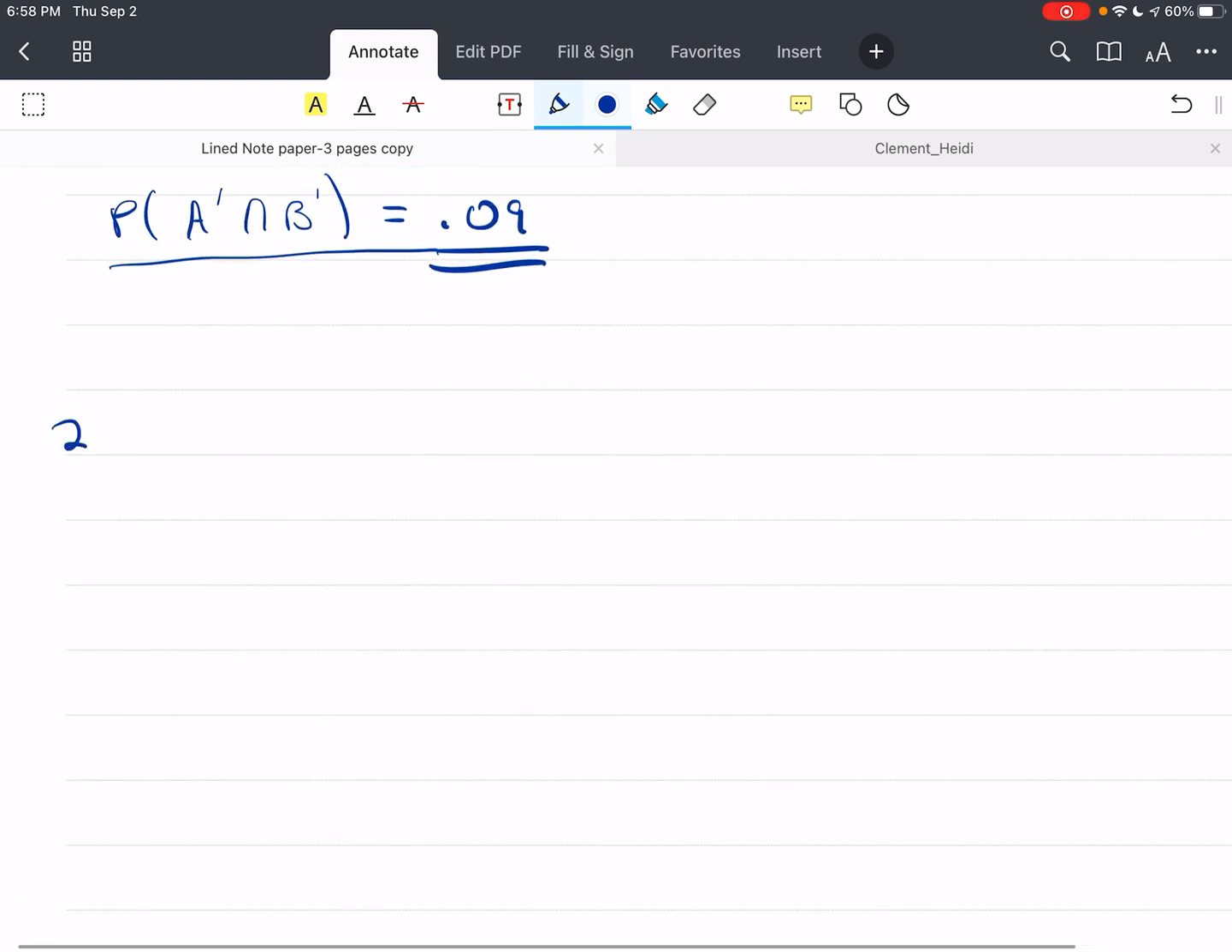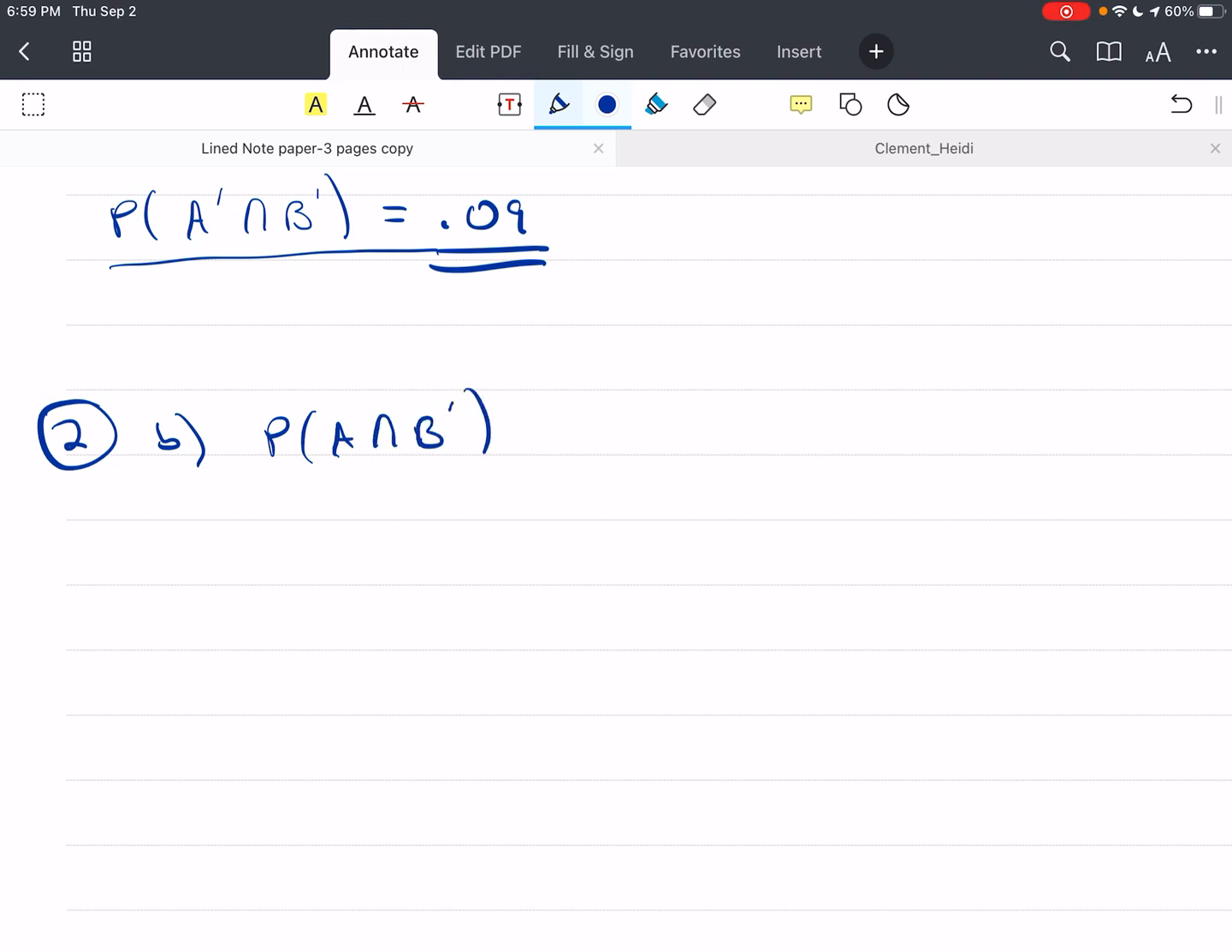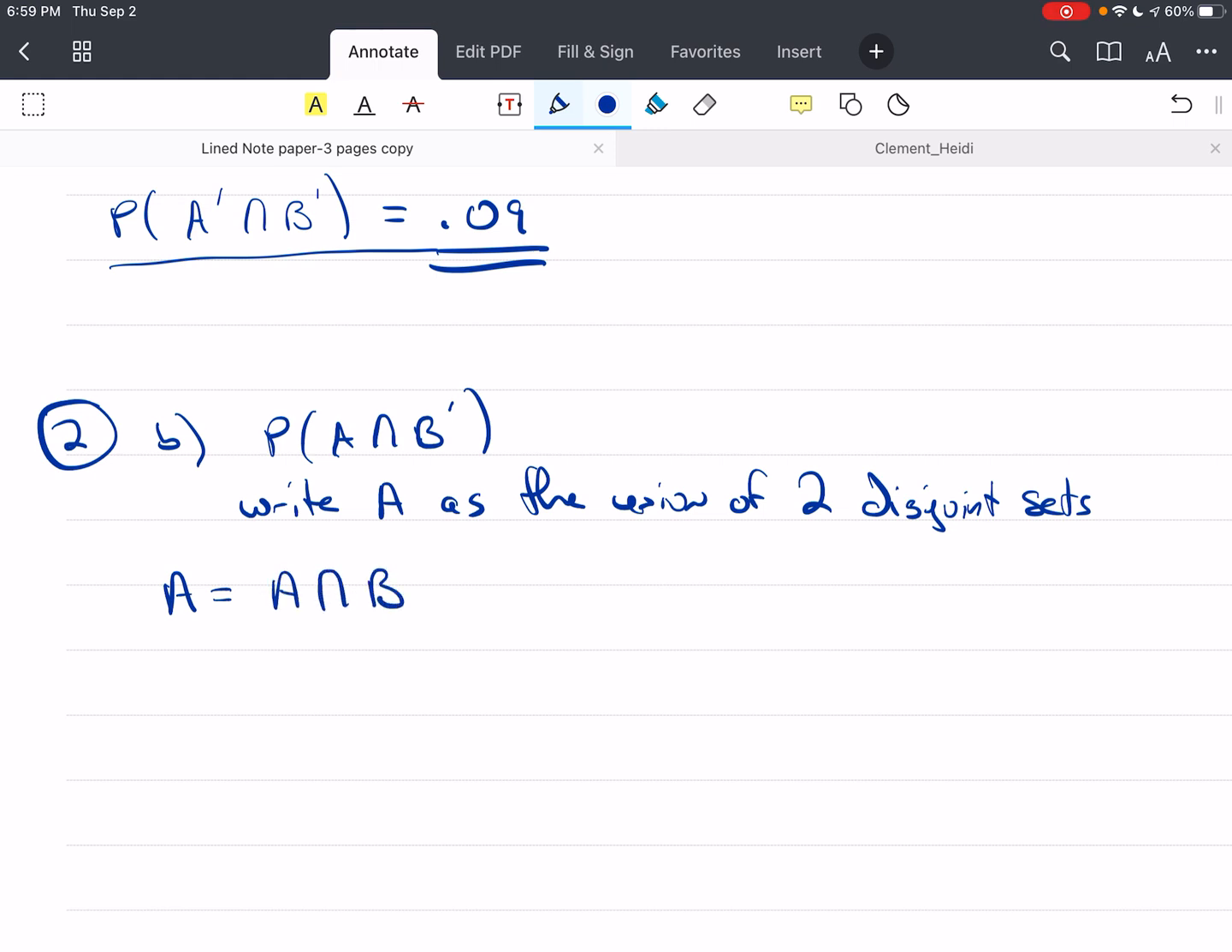Now, number 2, I also have an alternate method. This was one that I saw. And so I think that this is probably the official proof. And this was 2B, and it said we wanted the probability of A and B not. And so remember that we write A as the union of two disjoint sets. Okay? And so A is equal to A intersect B union A intersect B complement.